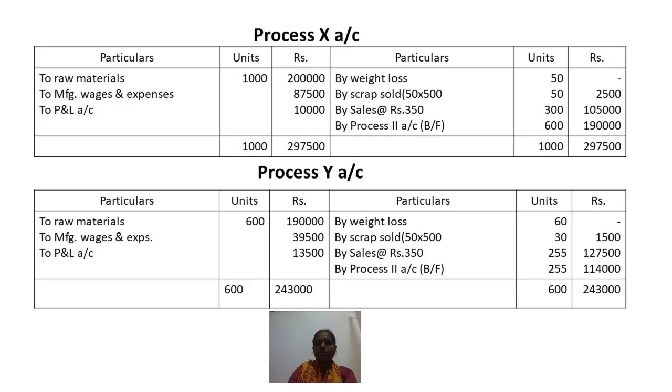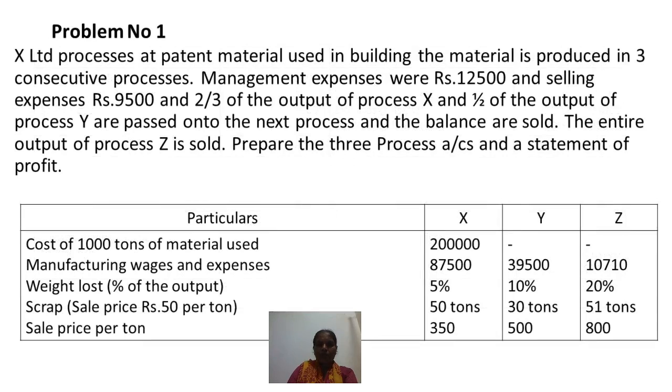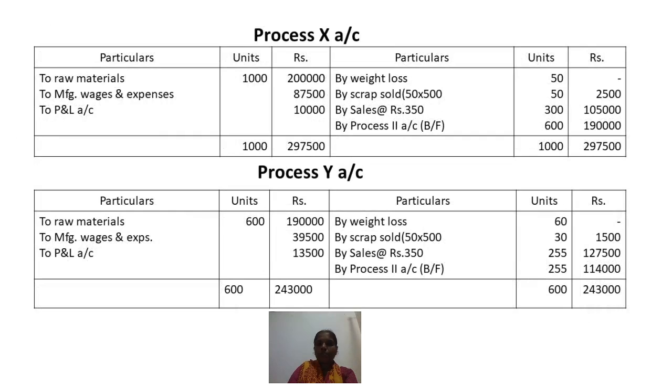How many units? 1,000 units. Then here when we see the rate, at what rate we are transferring that output of X to Y, that is at the rate of 350, the selling amount. So that one should be considered as sales, that is 350 into 300, then 1,05,000.